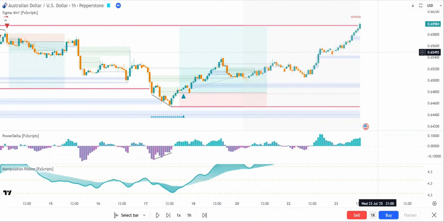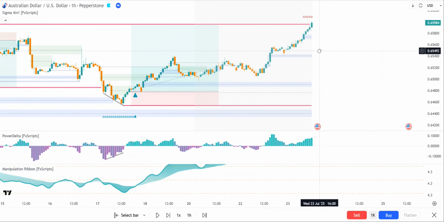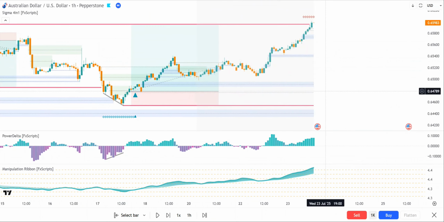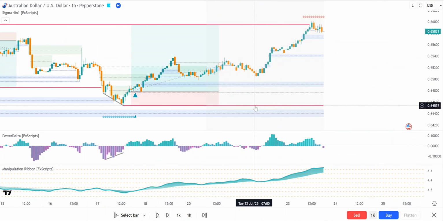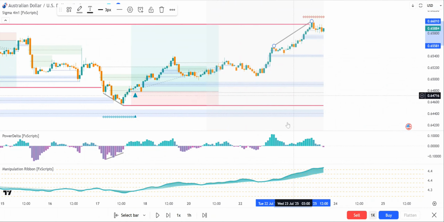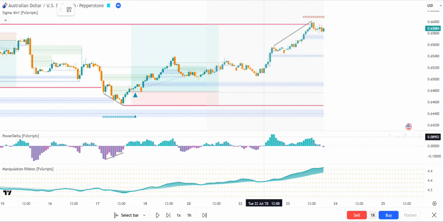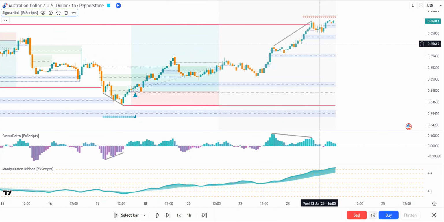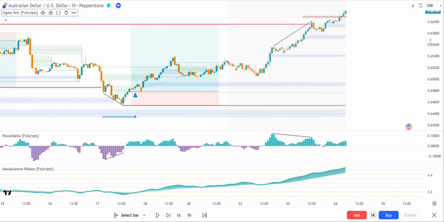Okay, now we've got this reversal print coming in. And what can we see is happening? We can already see that there is a divergence with the power delta. Yep, there we go. So I'm going to mark that on my charts, up to the swing point, here down to here. Reversal print is still printing. There's been no arrow. So let's sit and wait until the arrow prints.